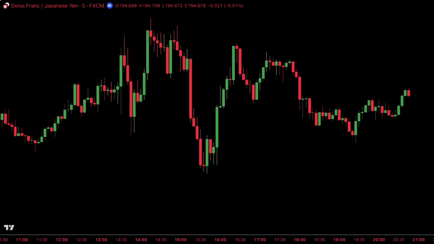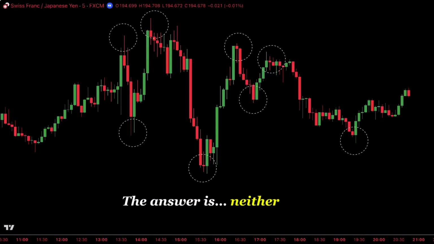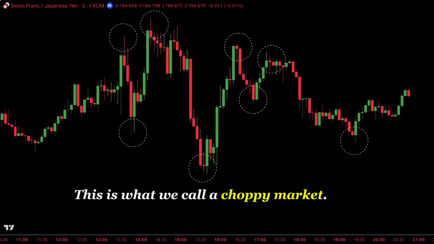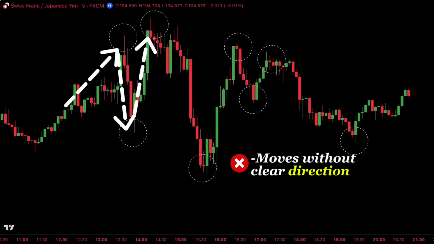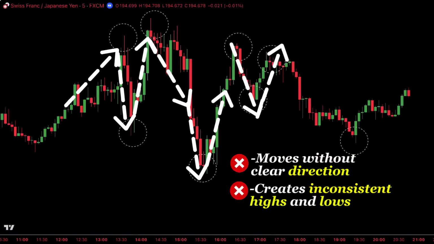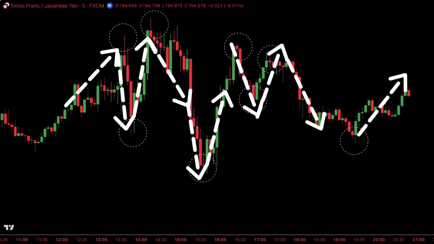Take a look at this chart example. Ask yourself, is this a trending market or a range-bound market? The answer is neither. This is what we call a choppy market. A choppy market is when price moves without clear direction, creates inconsistent highs and lows, lacks structure. In this type of market, there is no clear control from buyers or sellers, and the market actually spends a significant amount of time in these conditions.